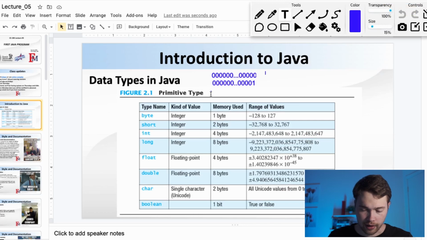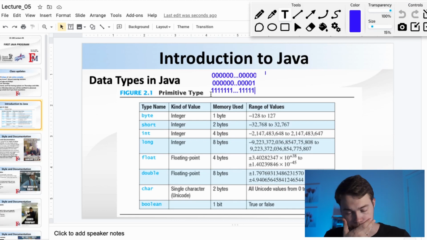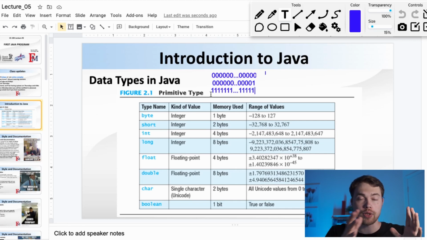What's the biggest value we can have with 32 bits? That will be, of course, all ones. Okay, all ones. Perfect. So let's talk about how many values there are in between all zeros and all ones. I don't want to give you the entire mathematical derivation. Just remember the formula.